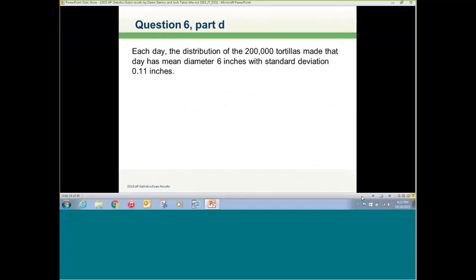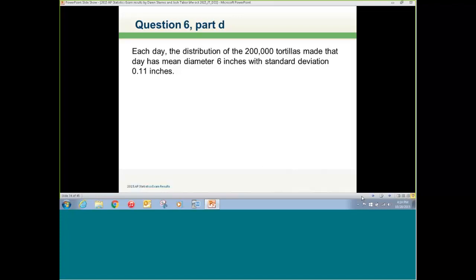All right, part D. Before I read the stem of this part, I want to make a key point, and that is that so far, parts A, B, and C have all asked about what could happen on one particular day in one particular sample. Parts D, E, and F are now going to talk about sampling distributions. What would happen if you repeated this process day after day after day? Students needed to recognize that there was a transition here, and unfortunately, a lot of students didn't have that recognition. So here we go. Part D.